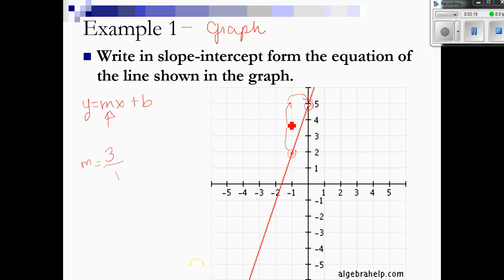And now we want to find the y-intercept. Where exactly does it cross the y-intercept? Well, first of all, you want to know where the y-axis is. This is the y-axis. And if you notice, it is crossing the y-axis at 5. So your y-intercept is 5. So you now have your two very important key pieces of information, slope and y-intercept. And so now we can say the equation of the line is y equals 3x plus 5. That's example number 1.